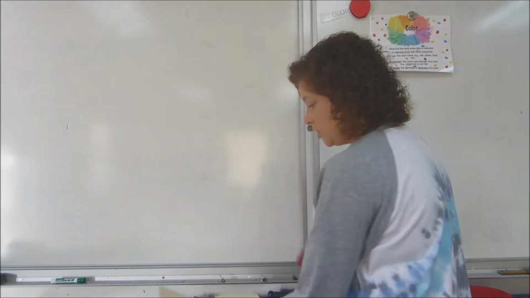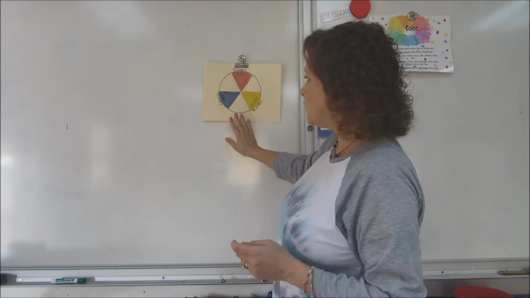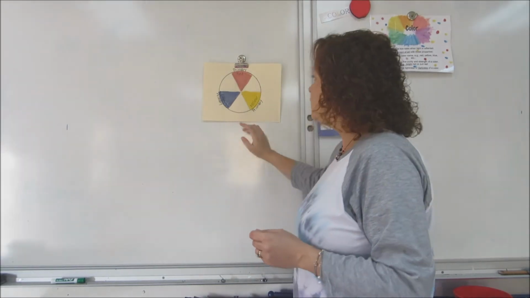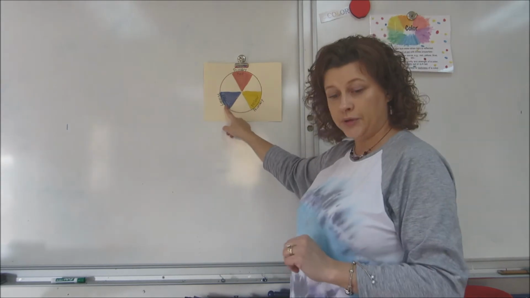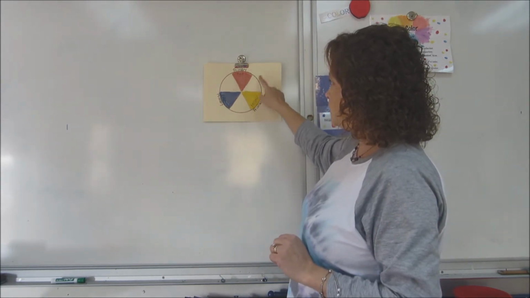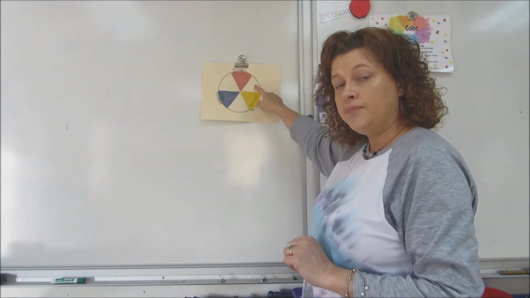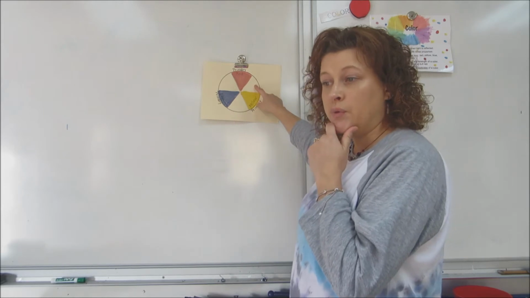So here I've got a picture of primary colors. And this is what we call a color wheel. So I have the 3 primaries: the red, the yellow, and the blue. Now let's see what happens when we mix our red and our yellow together, and we're going to put that here. Now you've already talked a little bit about color when we looked at the story Mouse Paint.